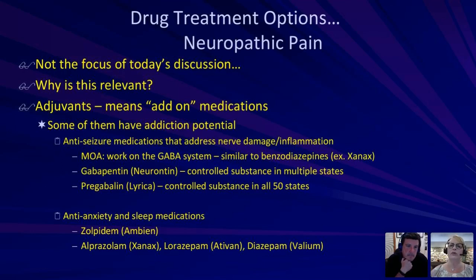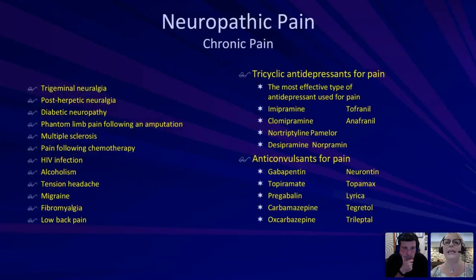So we have to sort of build this picture of what you have to be very careful to watch for if you are going to give a patient an opioid to any extent, whether it's just a dose or a couple of days. We're going to have to be cognizant of that. Look at some of our chronic pain syndromes that occur. The list is huge. I'm not going to go through it all, but trigeminal neuralgia, diabetic neuropathy, phantom limb pain. You can get pain from chemo, HIV, autoimmune disease, migraines, fibromyalgia.